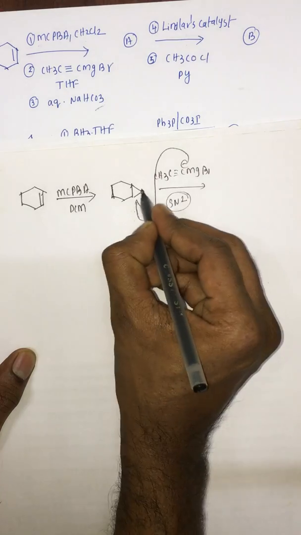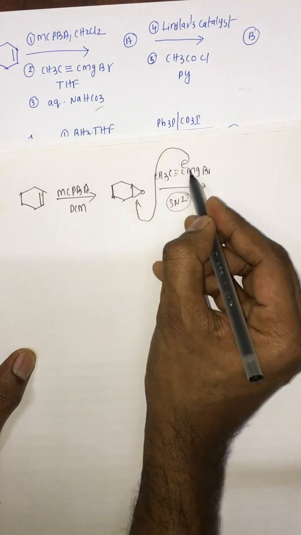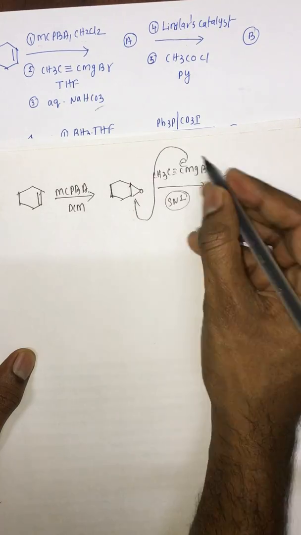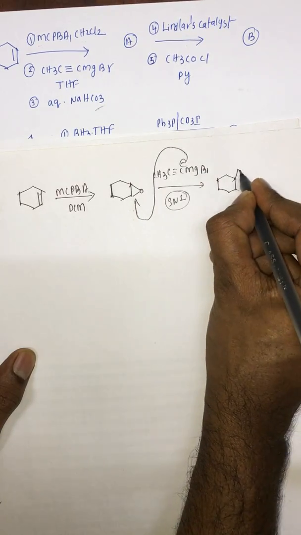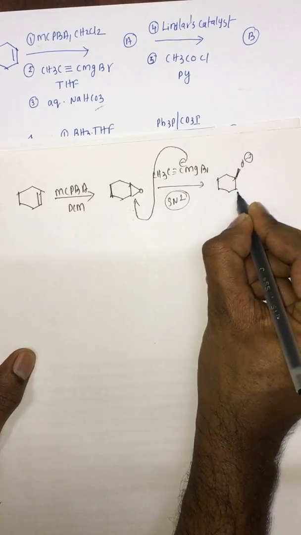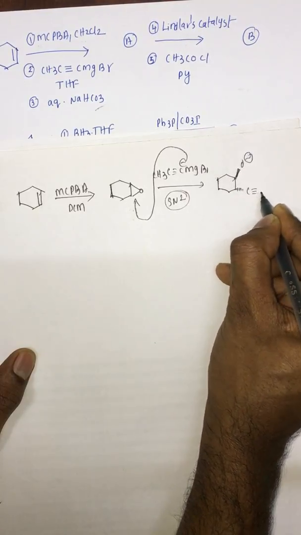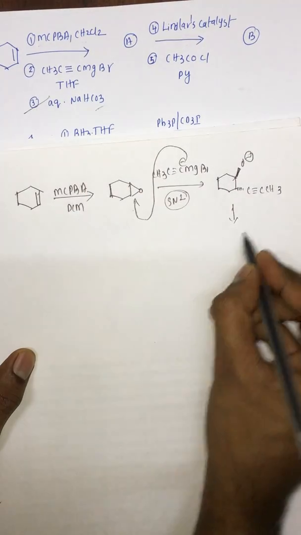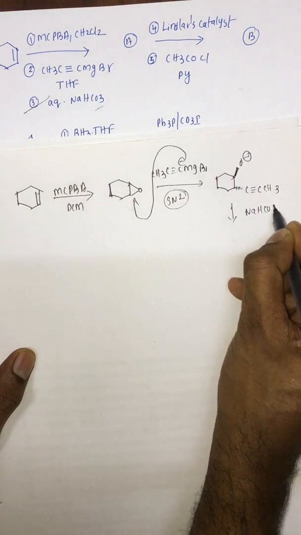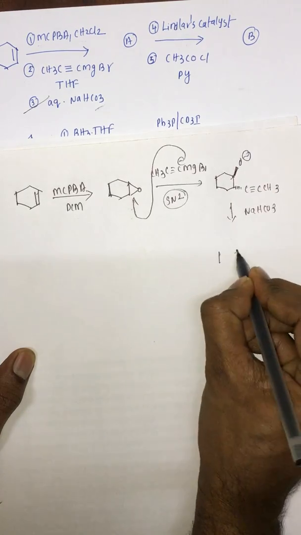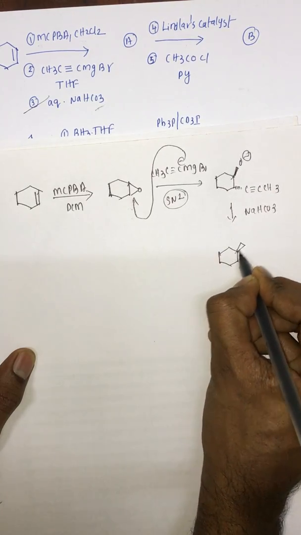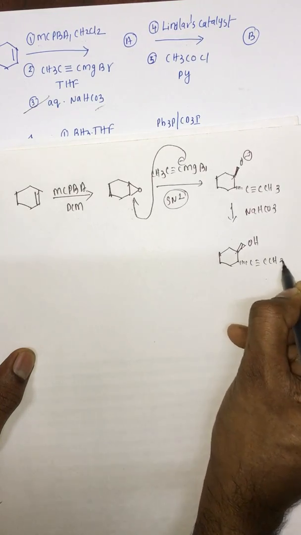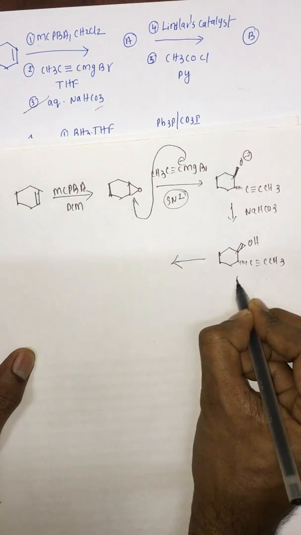Now let's imagine the nucleophile attacks from below the plane, so the epoxide opens with the O minus coming above the plane, and the alkyne stays below the plane. Further, in the next step we have aqueous NaHCO3. This is for the workup process. So this O minus will get converted into OH. This is OH, C triple bond C, CH3. This is the product A.